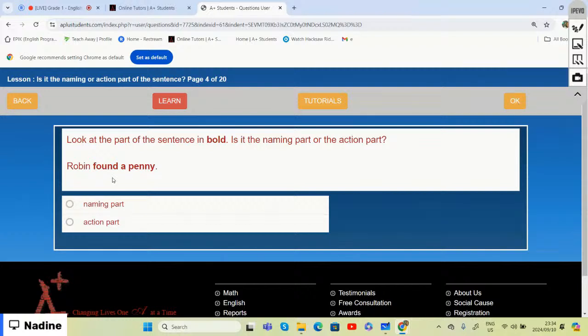Now it says Robin found a penny. Robin found a penny. Do you think the words found a penny are an action part, or do you think that is a naming part? Do you think it's showing action, or do you think they are naming someone or something?